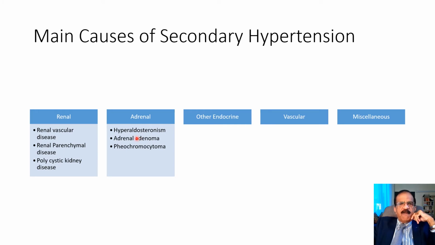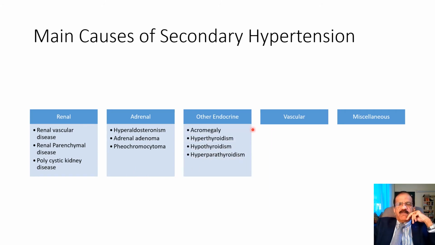In adrenal, there could be hyperaldosteronism, and this is a small tumor which produces aldosterone. This tumor may be so small that you may not be able to pick it up on routine imaging. The only way to pick it up is when you suspect this condition and go for further tests. Adrenal adenoma may be an incidentally discovered tumor, or those patients who have hypokalemia may have adrenal adenoma. They can cause Cushing syndrome, and then pheochromocytoma, a tumor arising from the adrenal medulla. I have a separate lecture on this, so those who are interested can watch that video.